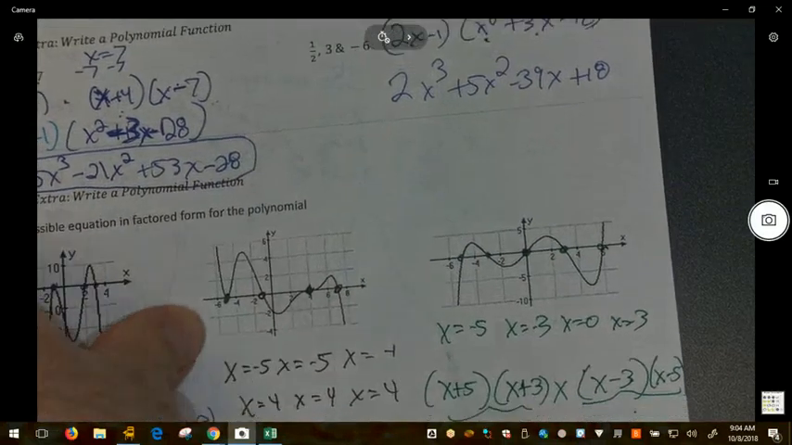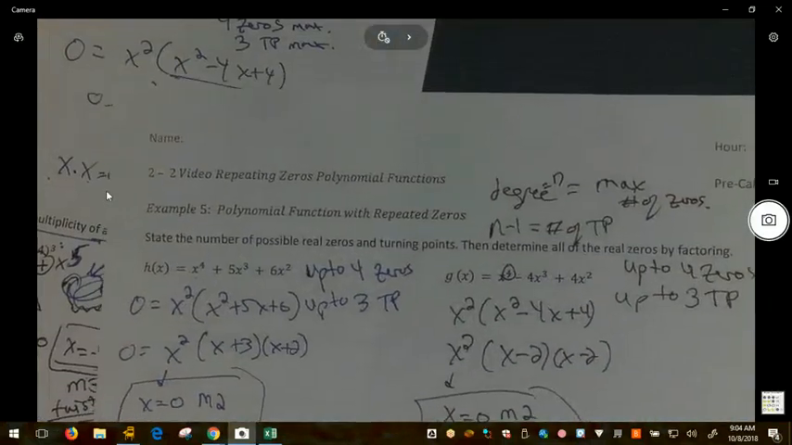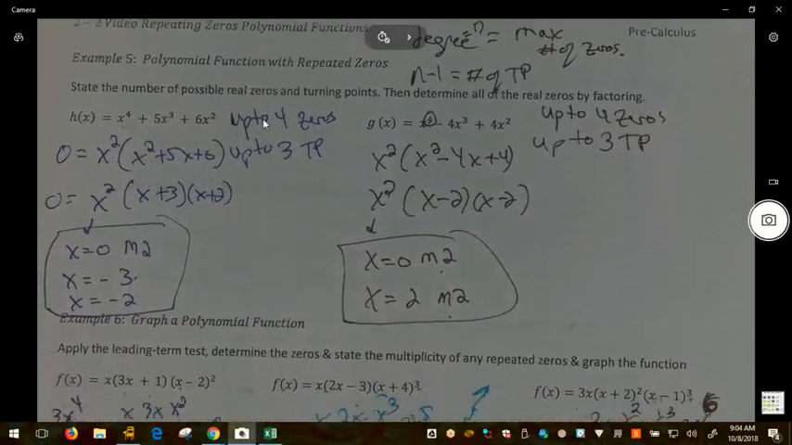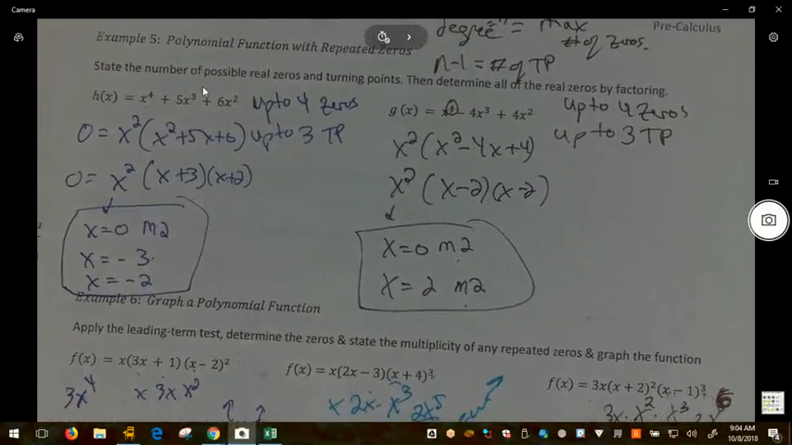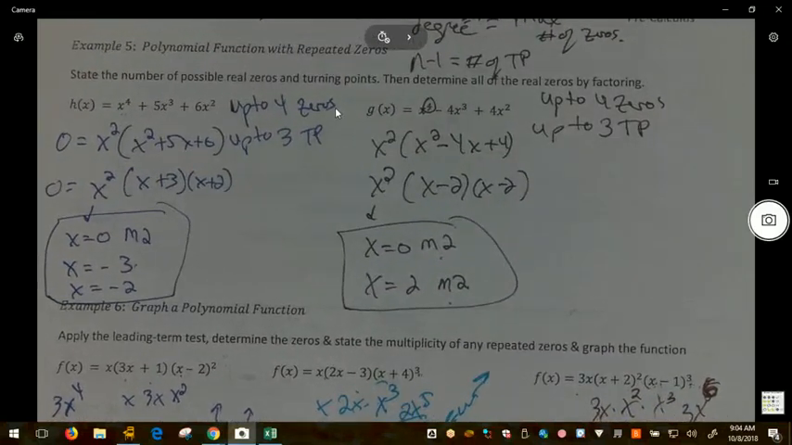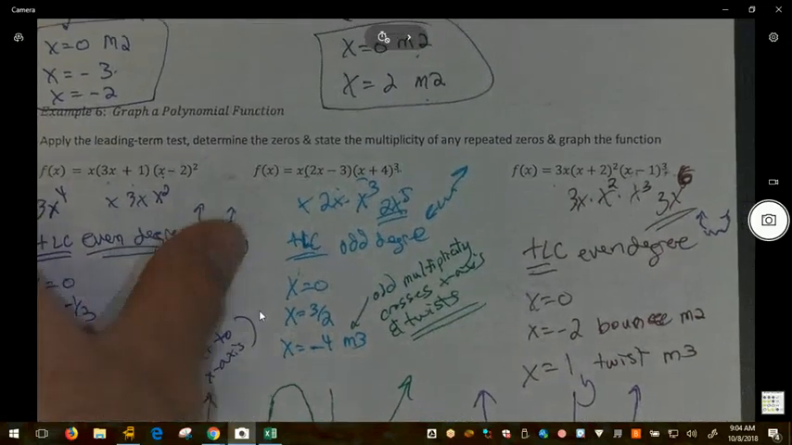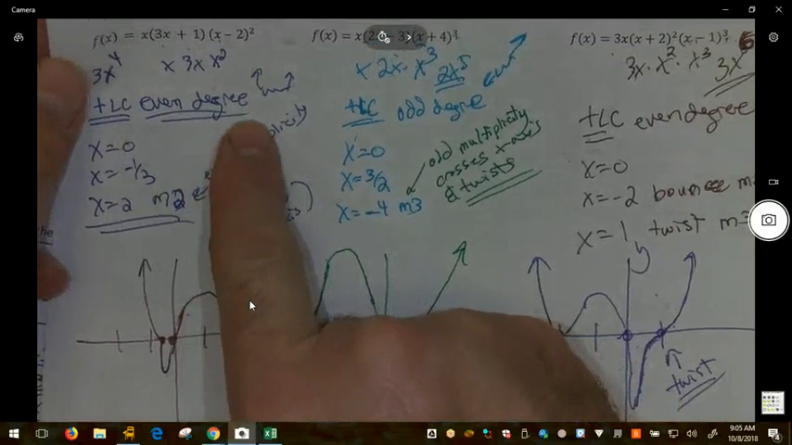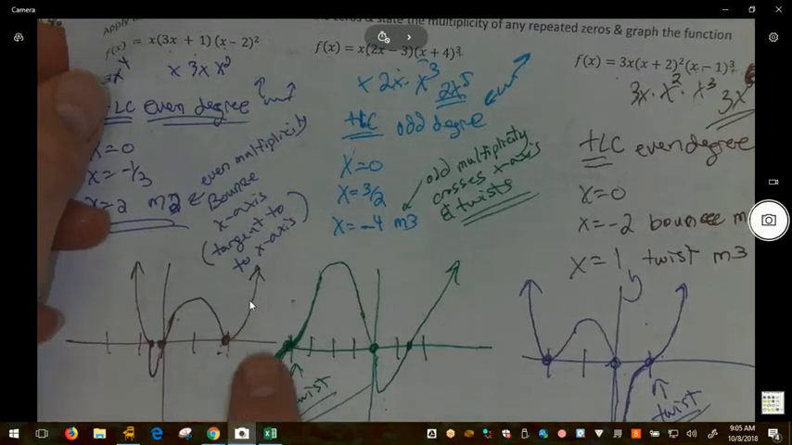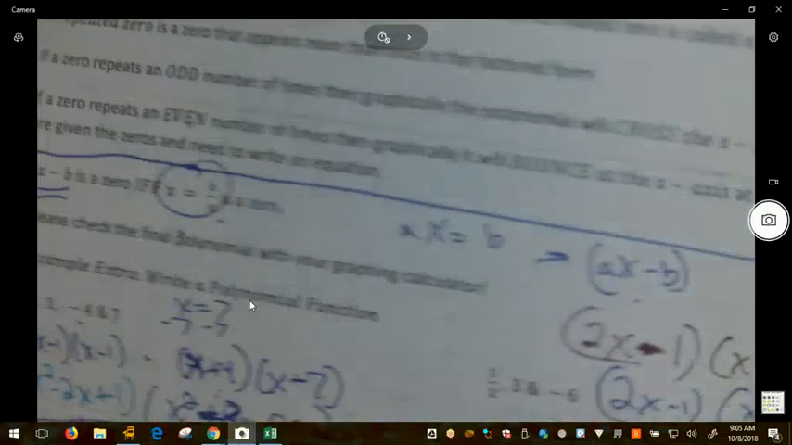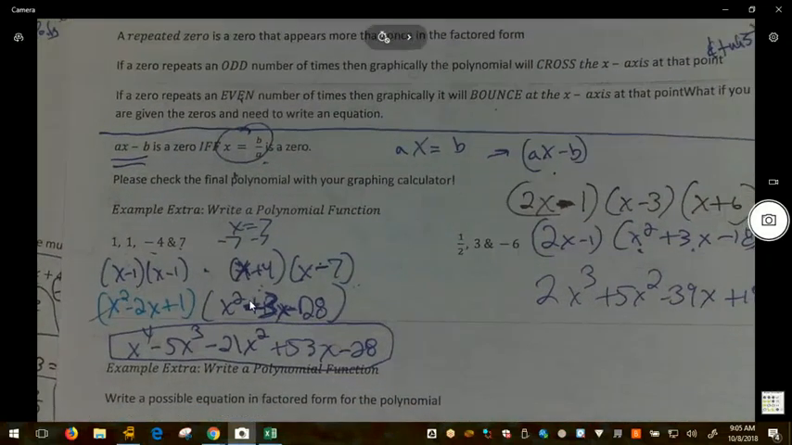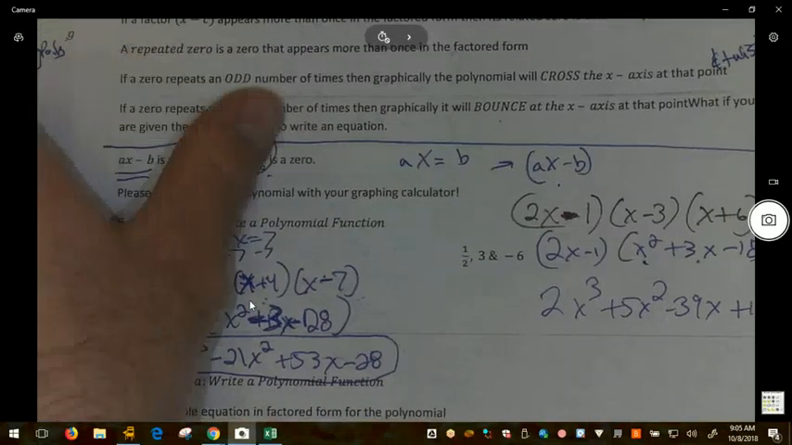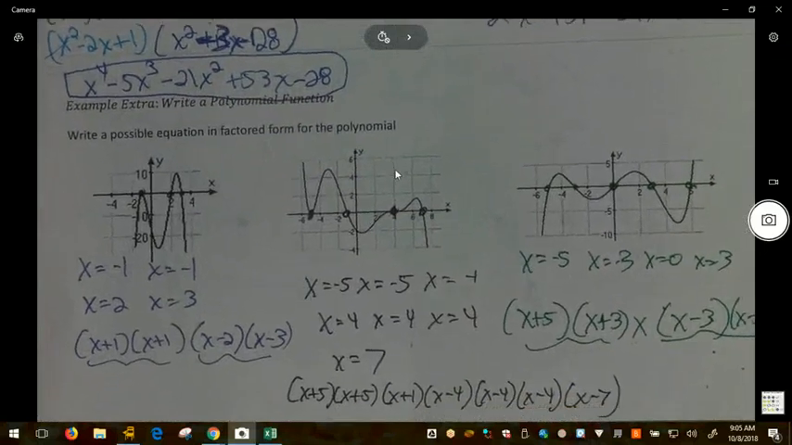This concludes the video examples for lesson 2.2. Learning targets for here will be to be able to find the real zeros, to state the number of possible zeros and turning points, and to use your knowledge of even versus odd multiplicity along with the leading coefficient or leading term test to be able to sketch a graph. And our very last learning target was to be able to build a polynomial equation using the zeros that were given either in number form or in graph form.